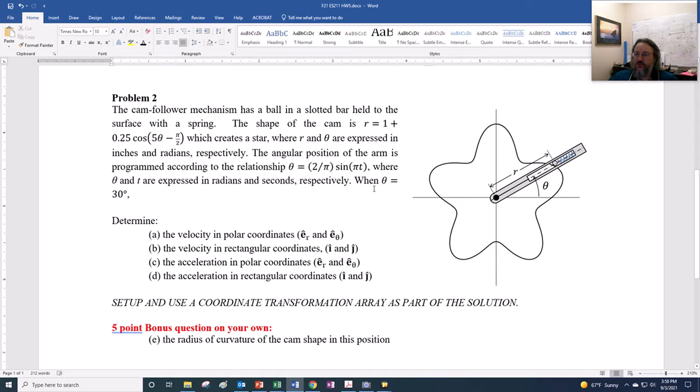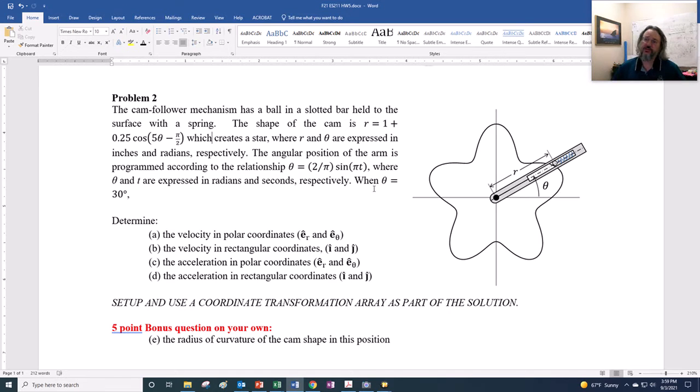Now, when it's in the position of theta equal to 30 degrees, we want to find the velocity in polar coordinates, and then the velocity in rectangular coordinates, and then the acceleration in polar coordinates and the acceleration in rectangular coordinates. I tried to create this problem as one that could possibly be real, and one that requires you to do some stuff in polar coordinates. That's kind of typical.